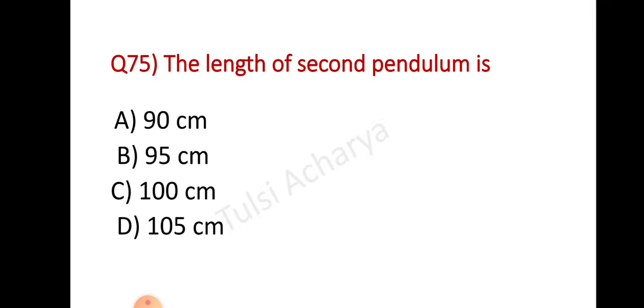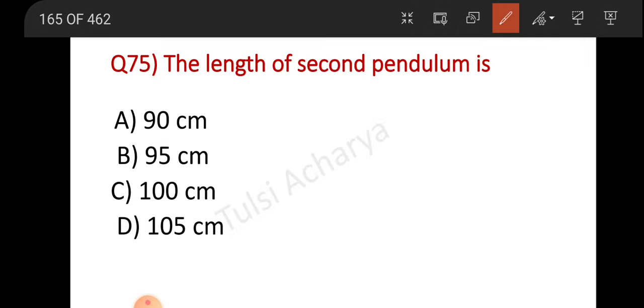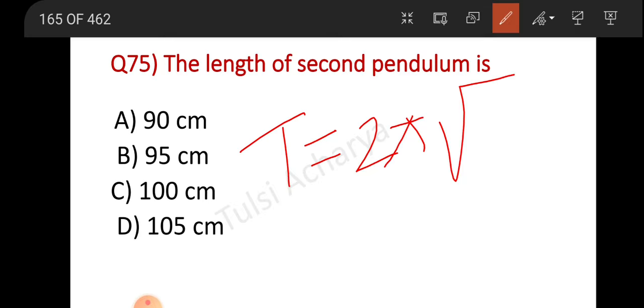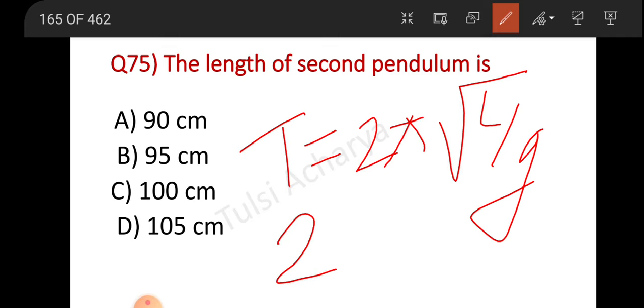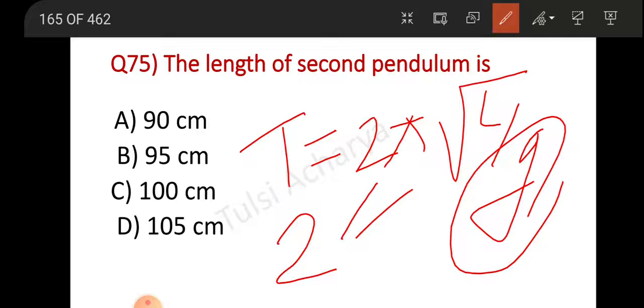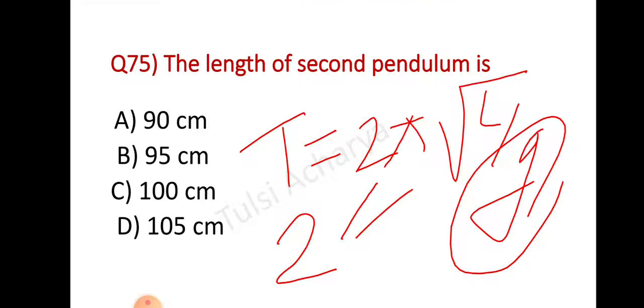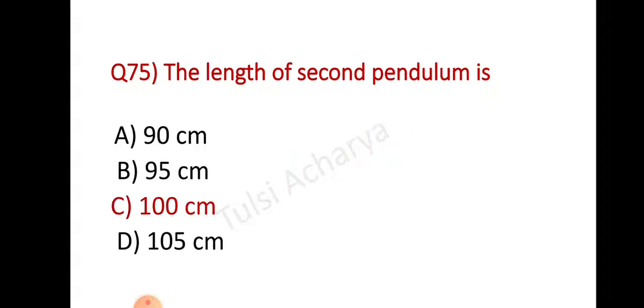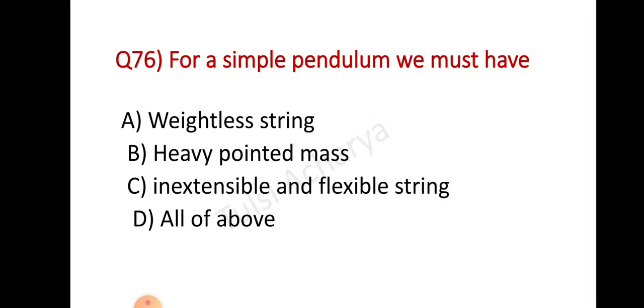The length of a second pendulum is, we know that T is equal to 2 pi root under L by g. A second pendulum is a pendulum having a time period of 2 seconds. So here we will write 2, and we solve this by writing g is equal to 9.8, and after solving this we get the length of the second pendulum L as 99 point something. In round figures our answer will be 100 centimeter, that is option choice C. Now let's move to question number 76.